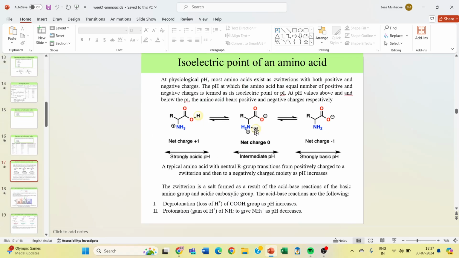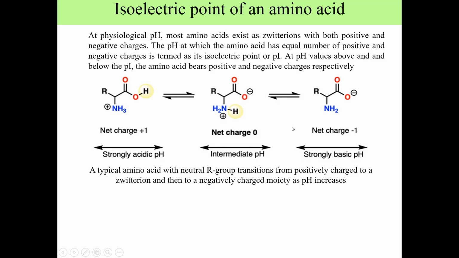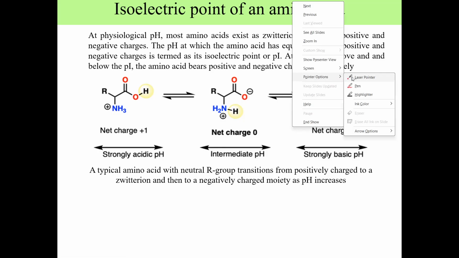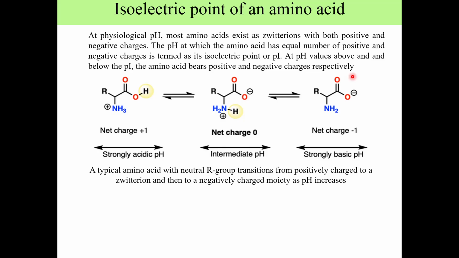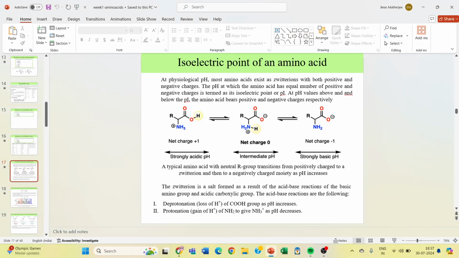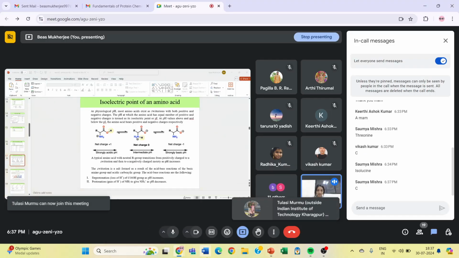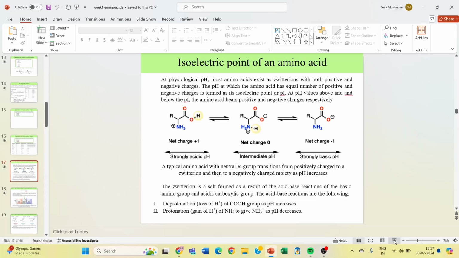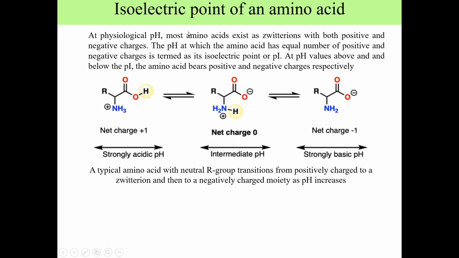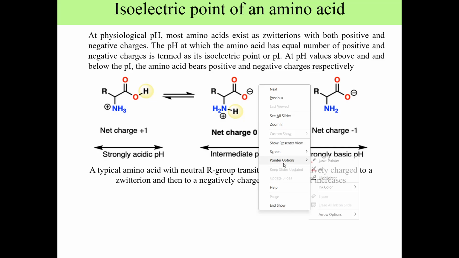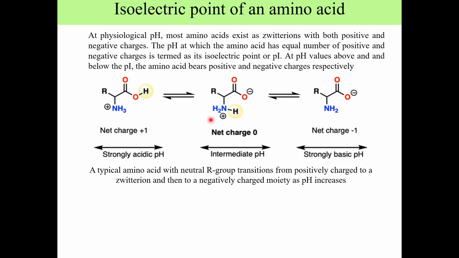Okay. Now we move on to the isoelectric point of an amino acid. So at the physiological pH, meaning the body pH, which is actually different in different regions of the body, right? Inside the cell also different compartments have different pH, but then we take the physiological pH as around 7.5. So, around 7, let's say. So at the physiological pH, most amino acids exist as zwitterions. Now what is this zwitterion?